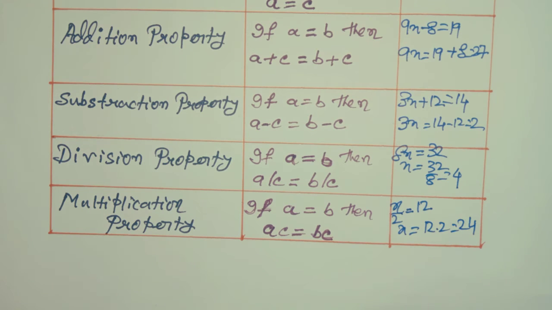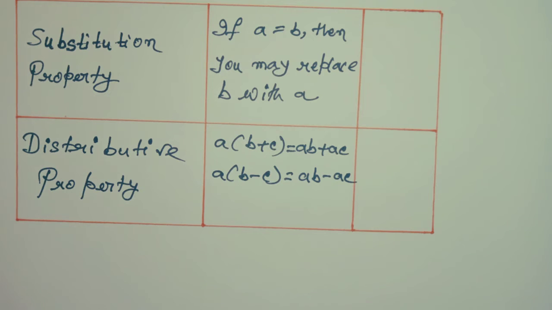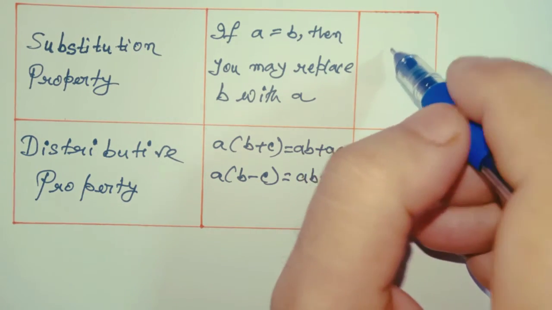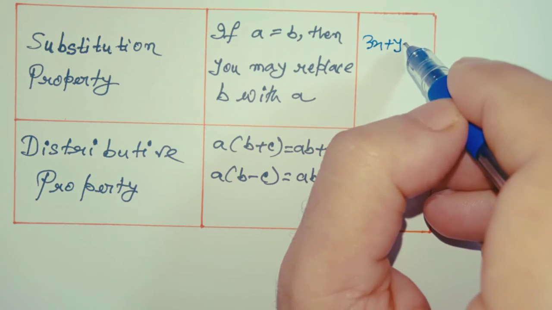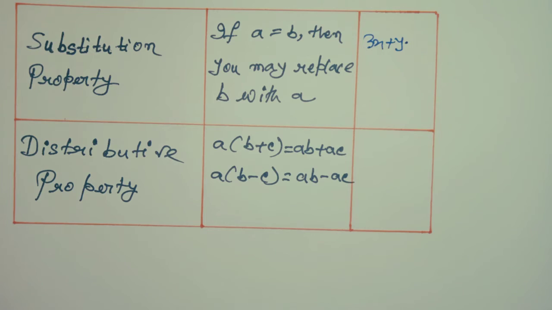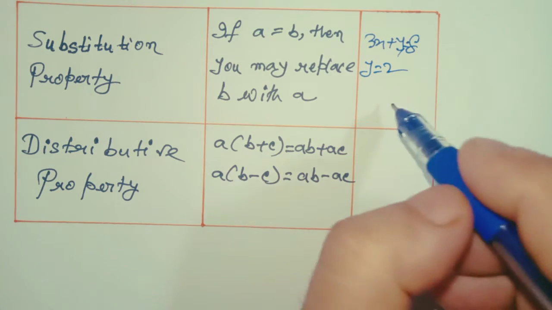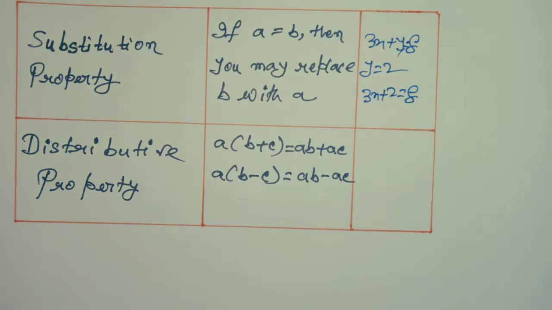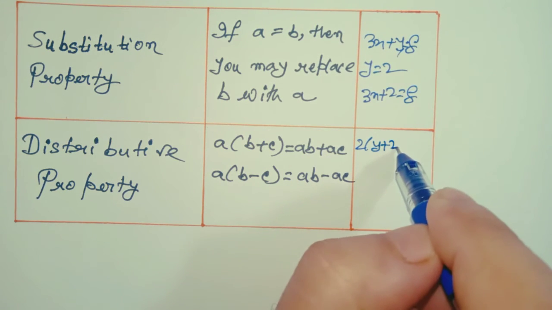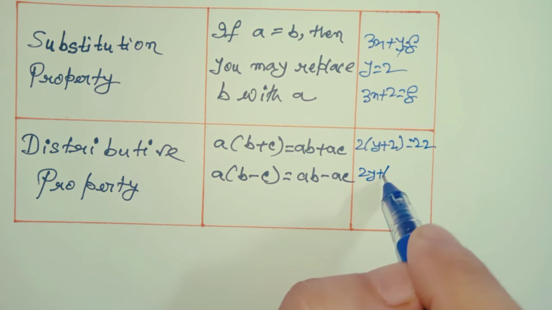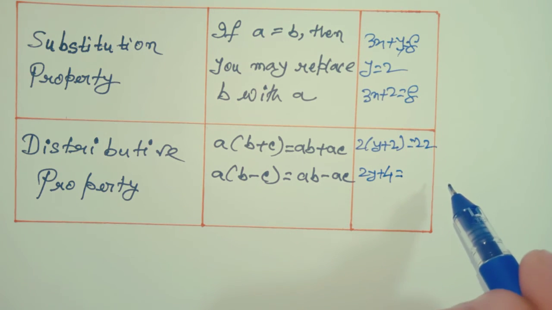There are two more properties left. Now we will see the substitution property. Say 3x plus y equals 8, and I take y equals 2. Then I can write 3x plus 2 equals 8. We are not solving further. Distributive property, what is it telling? Say 2y plus 2 equals 22, then I can multiply this.